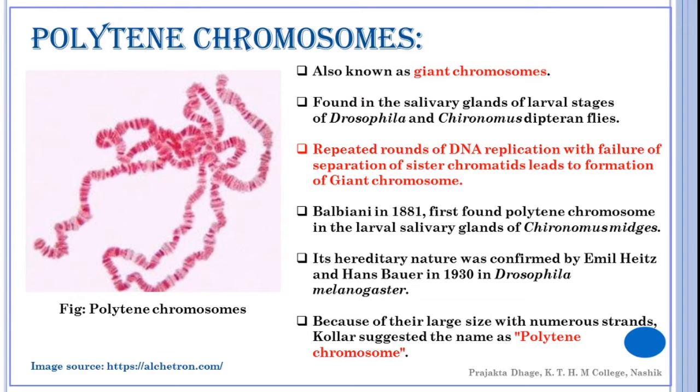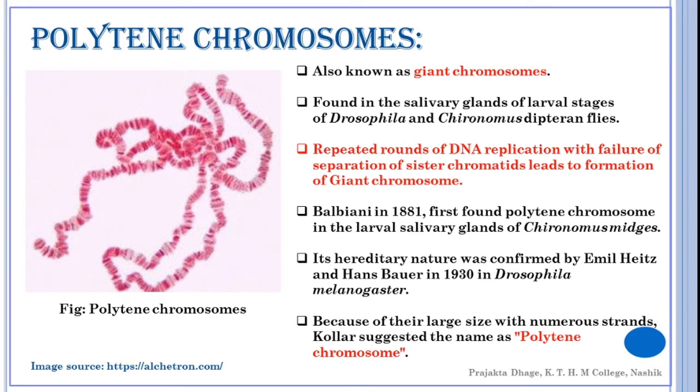Okay. Now, polytene chromosomes are also referred to as giant chromosomes. These are oversized chromosomes commonly found in the salivary glands of larval stages of Drosophila and Chironomus dipteran flies. In those, the glandular cells undergo endomitosis without cell division. Repeated rounds of DNA replication with failure of separation of sister chromatids leads to formation of giant chromosome.